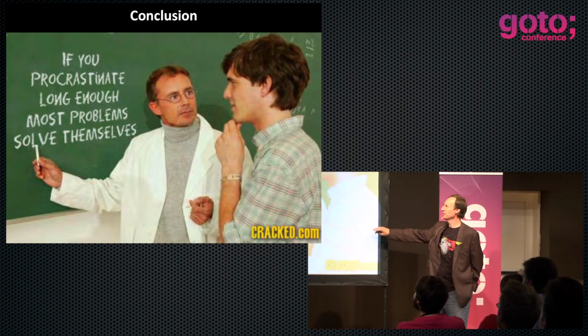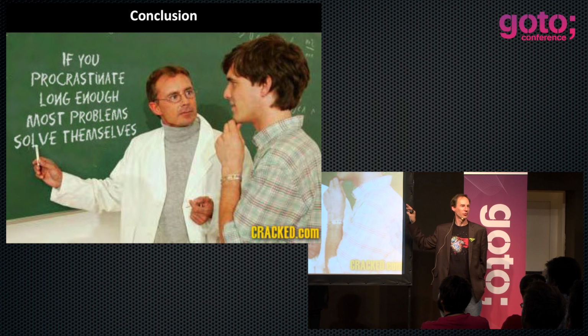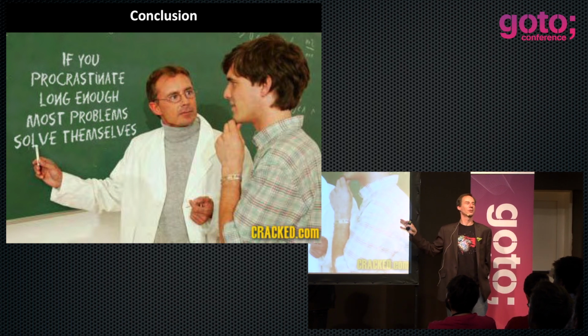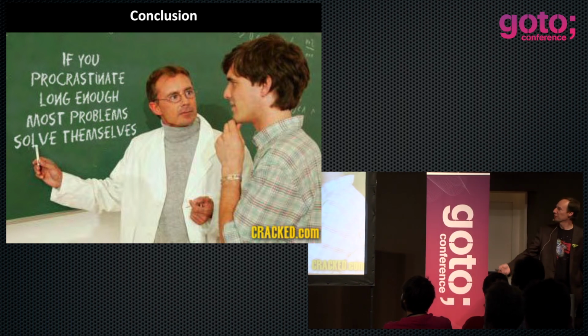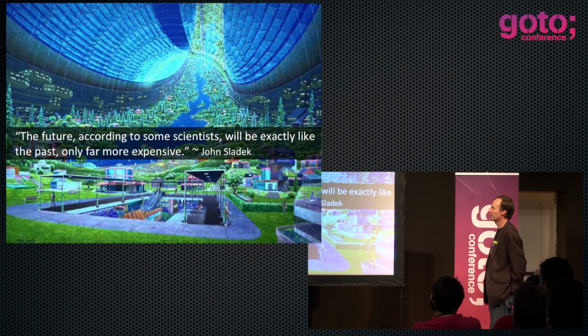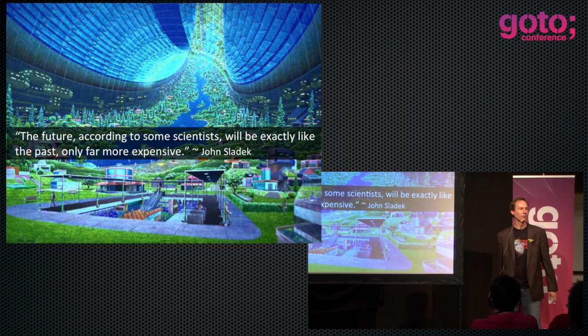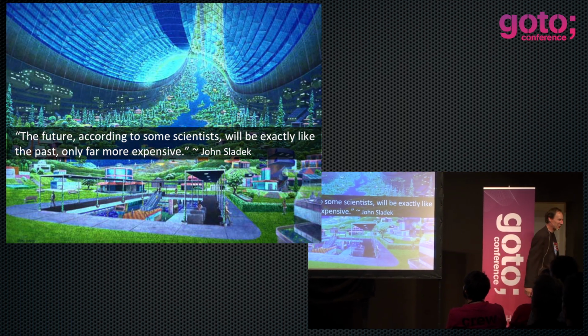And so the bottom line here is, if you go and read these Google papers, it also tells you that if you procrastinate long enough, most problems will solve themselves because somebody will build a product that you can buy. And that goes along with the other thing, which is that the future will be exactly like the past, only far more expensive.